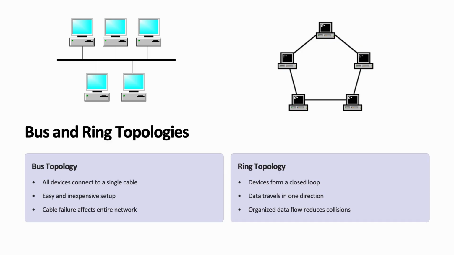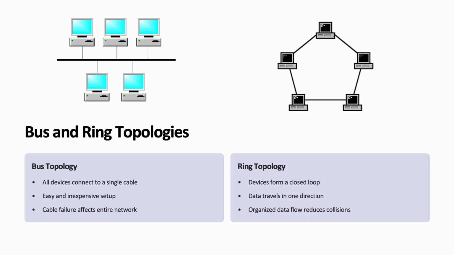Remember that if that shared channel fails, the entire network goes offline. It's very difficult to troubleshoot and scale. Although they are uncommon today, they are used in specialized scenarios. You will see them maybe in lighting control systems and building management systems.